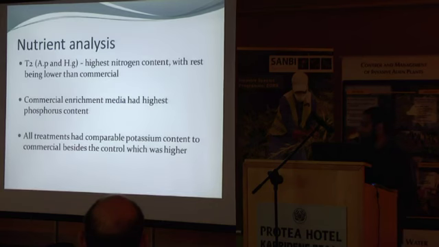In terms of nutrient analysis, T2, which was the Acacia and Hedychium combination, had the highest nitrogen content, with the rest being lower than the commercial. However, in terms of phosphorus, the commercial had significantly the highest phosphorus content. And all treatments had comparable potassium content to the commercial, besides the control, which was higher.